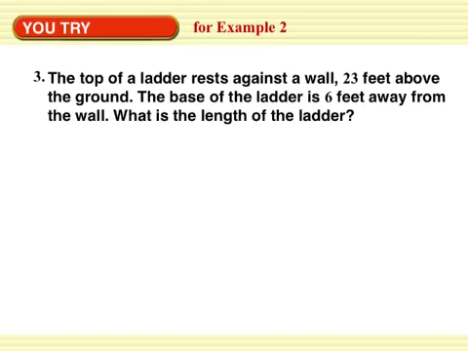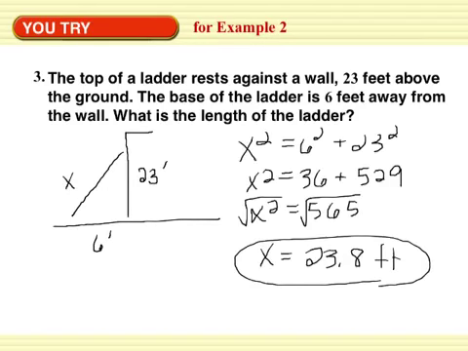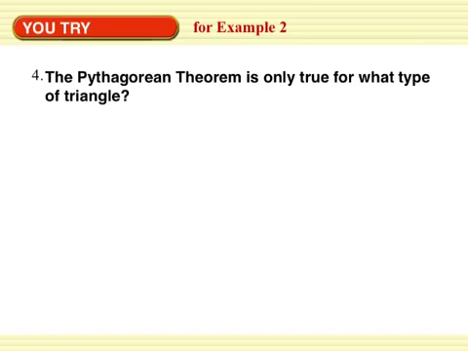Okay, you try. The top of a ladder rests against a wall 23 feet above the ground. The base of the ladder is 6 feet away from the wall. What is the length of the ladder? Sometimes, until you get the hang of it, it's best to draw a picture. So I have a ladder, the ground, the top of the ladder rests against the wall 23 feet above the ground. The base of the ladder is 6 feet away from the wall. What is the length of the ladder? Go ahead and try it. There you go. The Pythagorean theorem is only true for what type of triangle? It must be a right triangle.